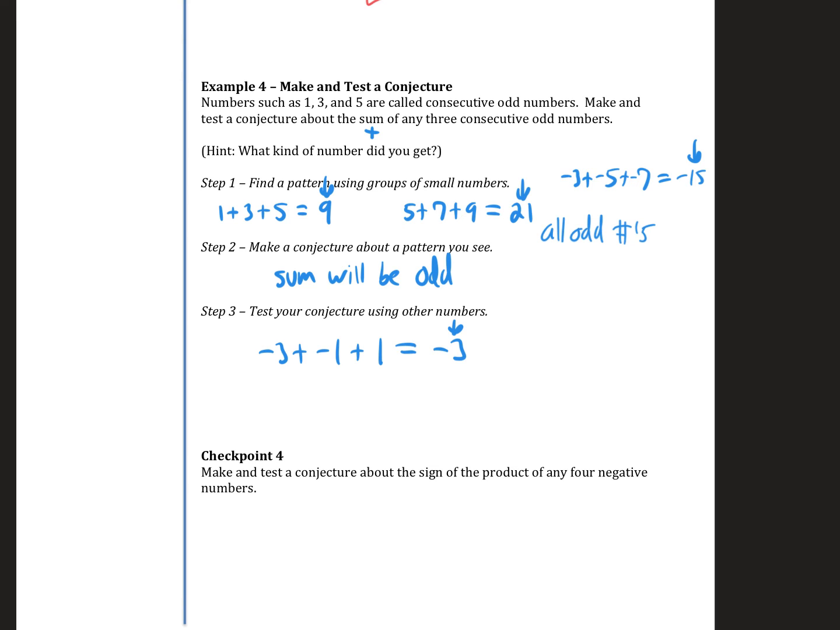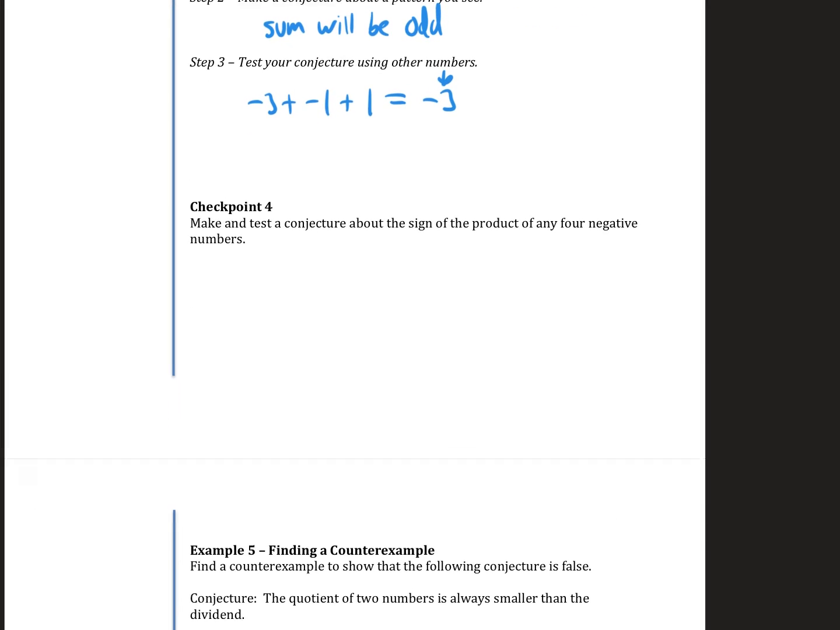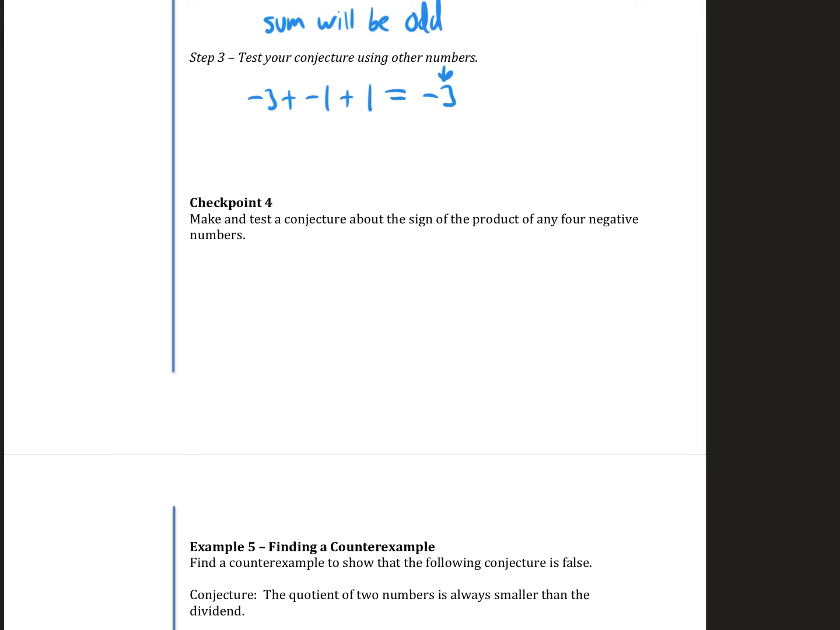All right. Now, let's try checkpoint 4. You guys will try this one on your own. So we're to make and test a conjecture about the sign of the product of any 4 negative numbers. So product means what? That's multiplication. So we're multiplying any four negative numbers. We're trying to figure out what the rule is going to be, okay? So let's pick any random negative number. Actually, why don't you guys try this? Pick any four negative numbers and try to see what kind of answer you're going to get.